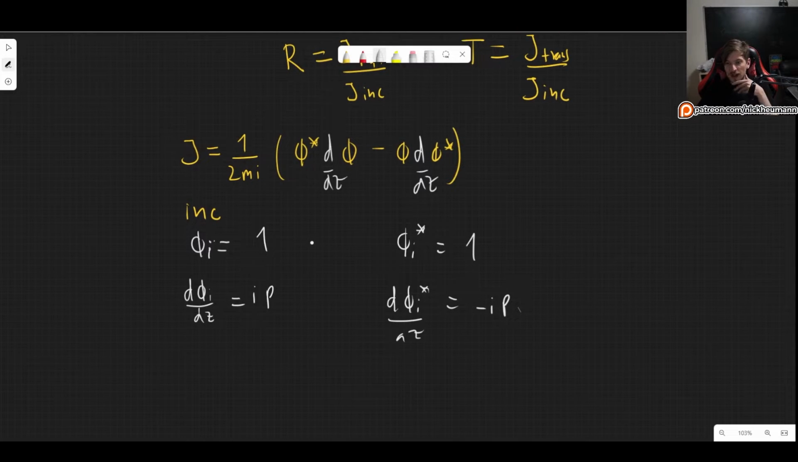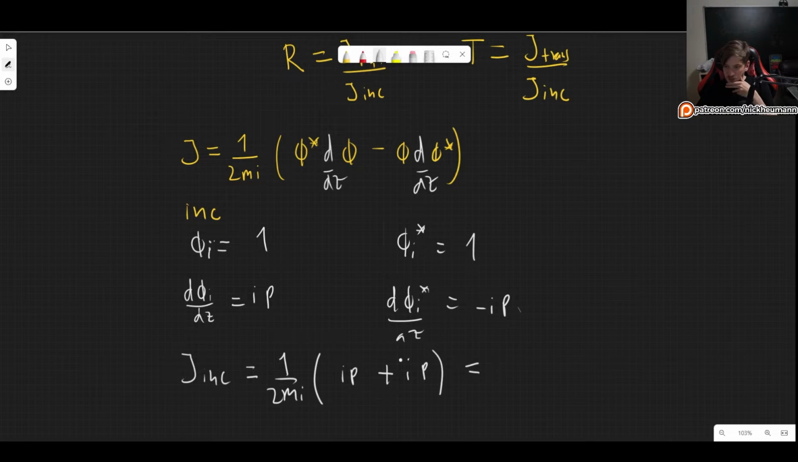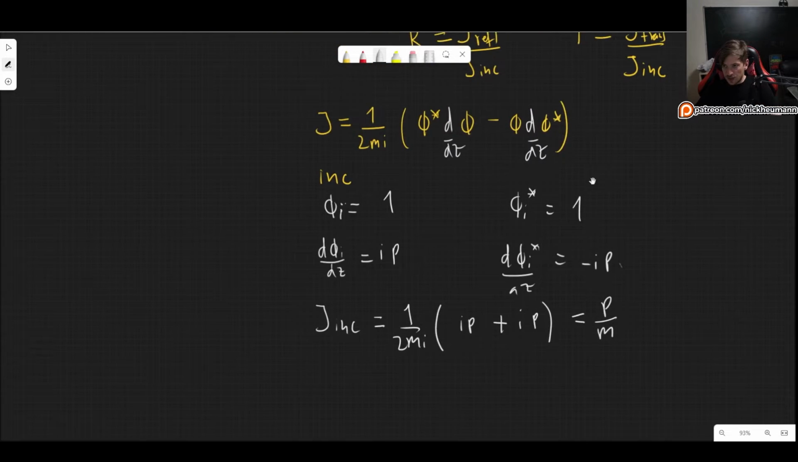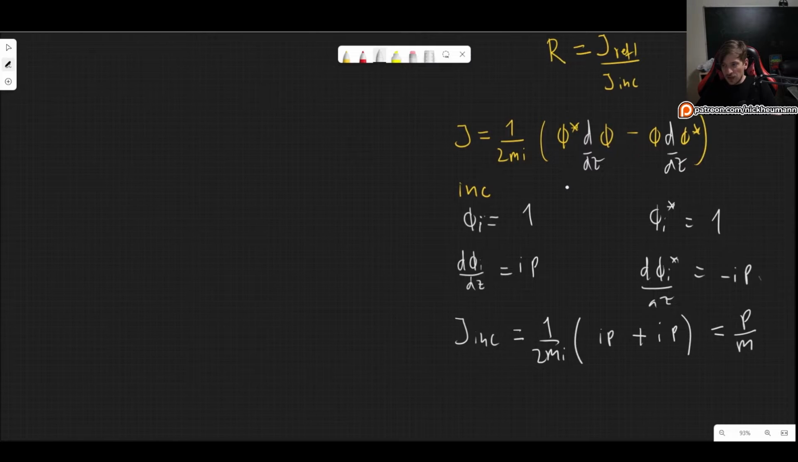Now we just plug this in, and we get that the incident current is 1 over 2mi times phi conjugate, which is 1, times d phi dz, which is ip, minus minus ip, so plus ip. So the i's cancel out. We get 2p over 2m, or simply p over m. Now I don't have space in that direction. Let's go here. So now let's do the exact same thing, but for the reflected wave.